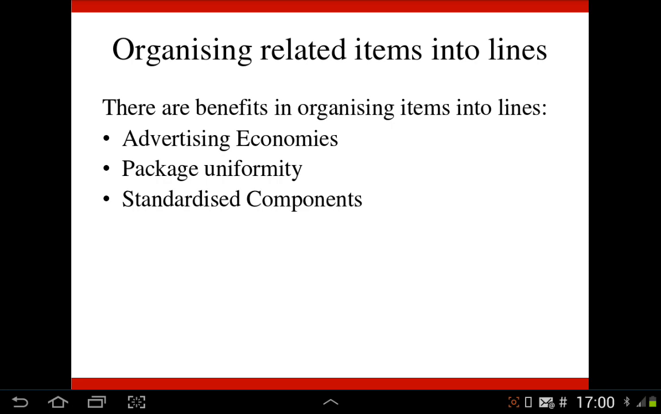Standardized components, for example, certain laptops. All the different laptops made by the same company will use the same motherboard and the same screen when they make the product. So it makes it cheaper in the long run. You don't have to buy different components for your different products. You buy similar components and you just combine them a bit differently.